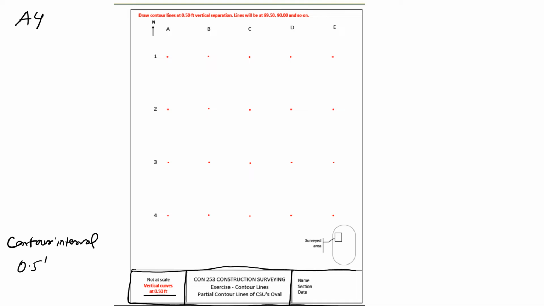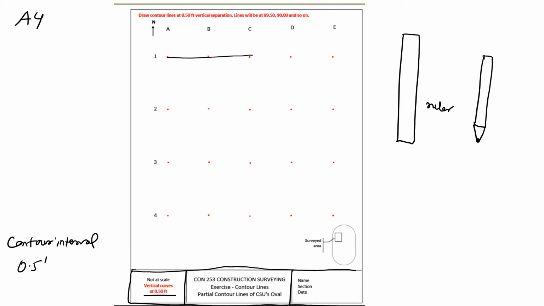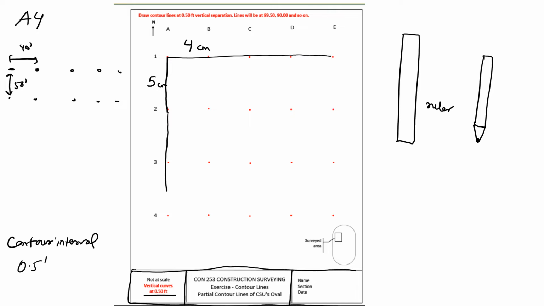Take a ruler and a pencil. Don't draw with the pen, use a pencil. And you draw the grid. In the field, our points were like this. This was 40 foot and this was 50 foot. So when you draw this, it should be in the ratio of 4:5, which means that if you take this as 4 centimeter, then this should be 5 centimeter. Or if you take this as 4 inch, then the other one should be 5 inch.